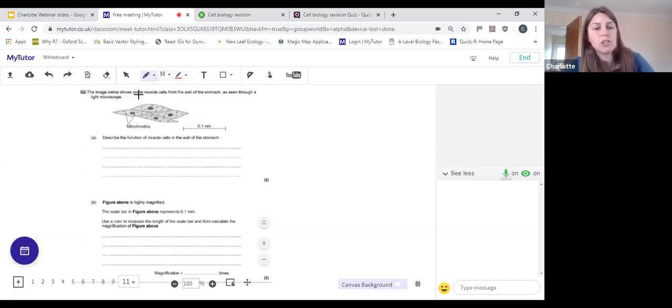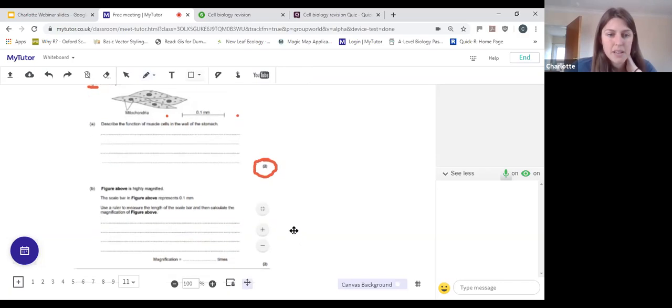So the image below shows some muscle cells from the walls of the stomach as seen through a light microscope. So you've got these funny little thin muscle cells with lots of mitochondria. They've given you a scale bar of 0.1 millimeters. Describe the function of muscle cells in the wall of the stomach. Should know this one. We have covered this in this topic. 2 marks for that.